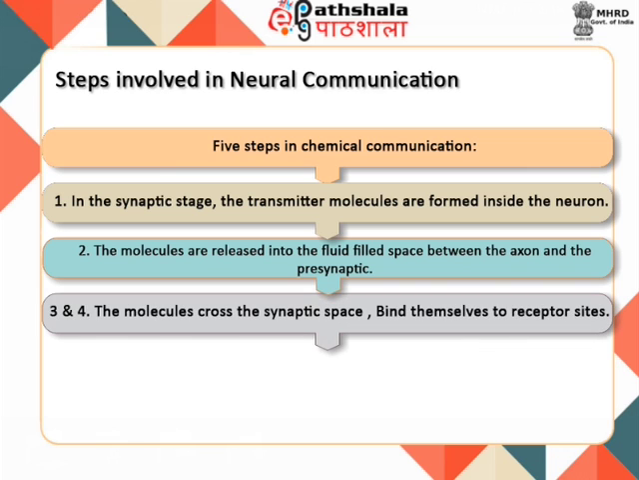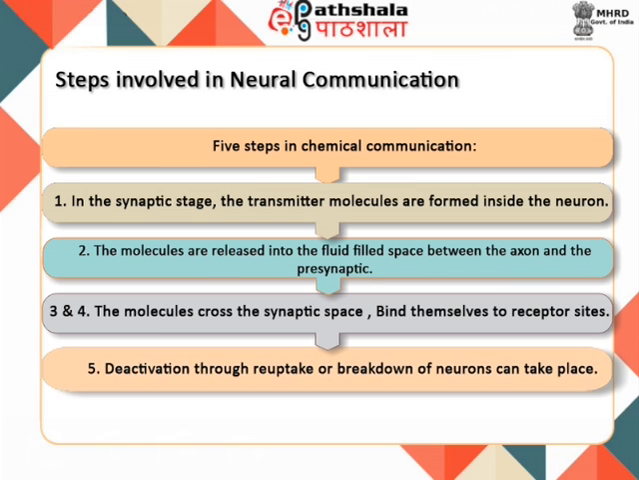In the third and fourth stage, the molecules cross the synaptic space and bind themselves to receptor sites, which are large protein molecules embedded in the receiving neuron's cell membrane. In the fifth and the last stage, deactivation through reuptake or breakdown can take place. Some transmitter molecules are deactivated by other chemicals located in the synaptic space that break them down into their chemical components.